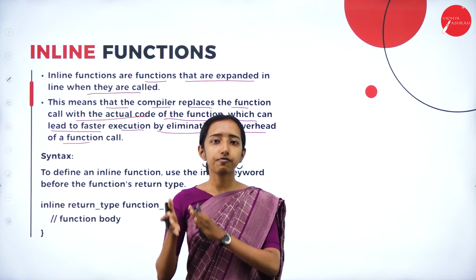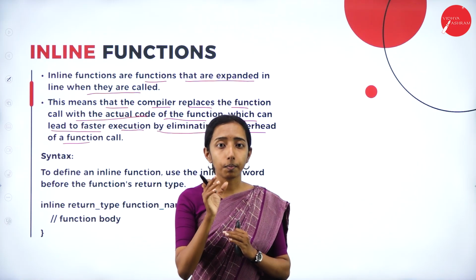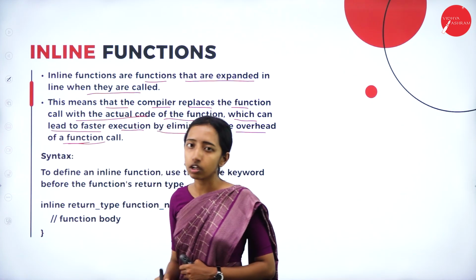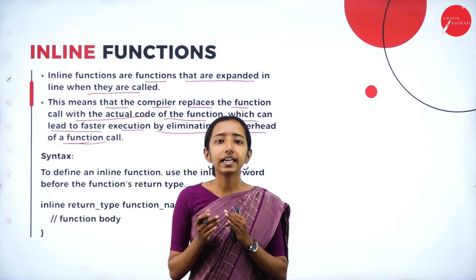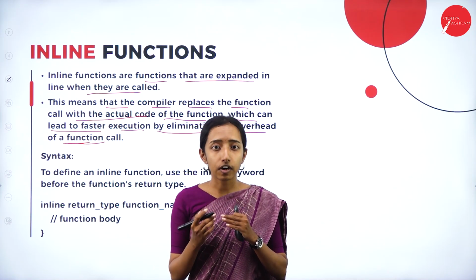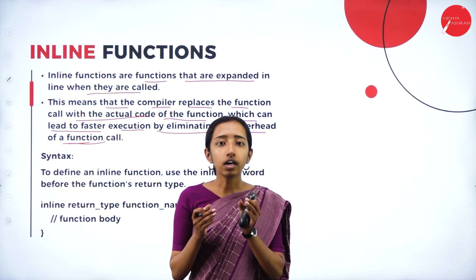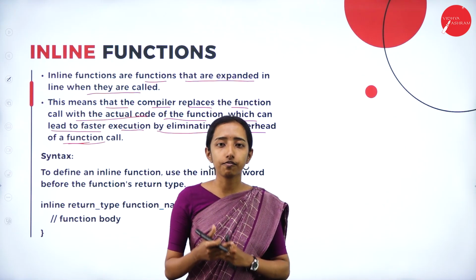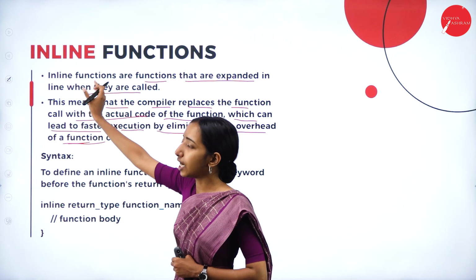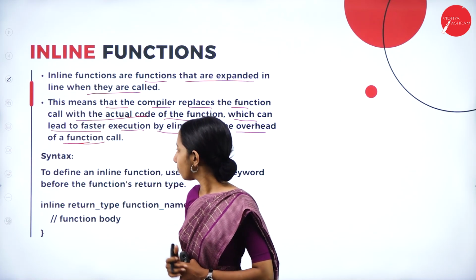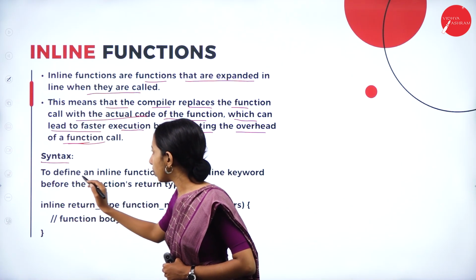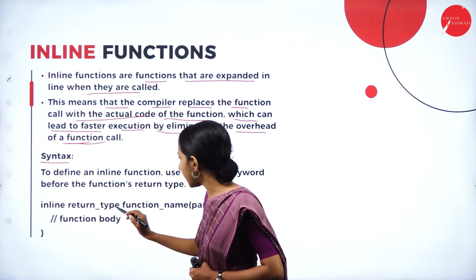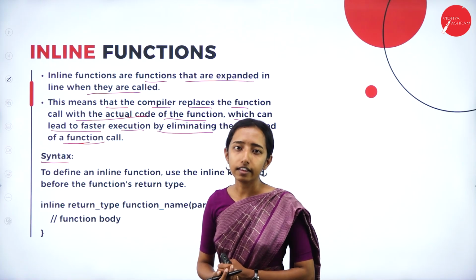So this inline function is mainly used for eliminating the overhead of a function call. In a function call, it may get overhead because different functions call the same function. To overcome that overhead, we will be using a function called inline. So here you can see the syntax. We will be defining a keyword called inline, then the return type, function name, parameter and the function body.